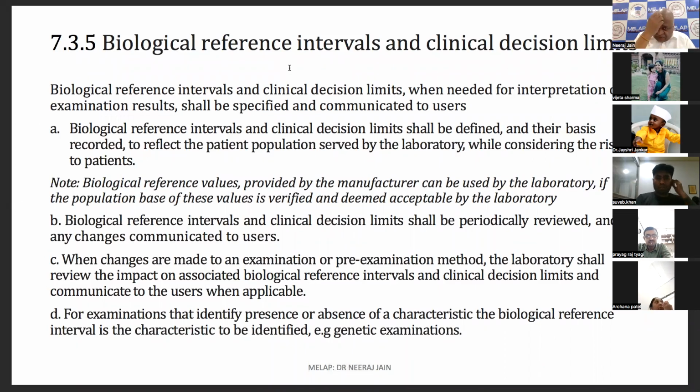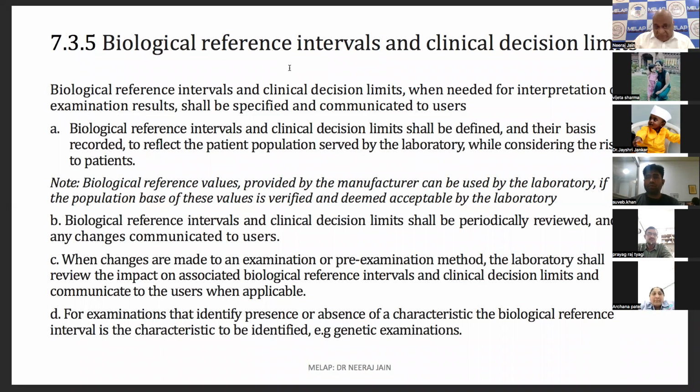You shall have a reference for this biological reference interval. Hardly any lab is developing their own biological reference interval. Whatever biological reference interval you are using, you see whether that is appropriate for your reference population or not. So for that, what you can do: suppose the biological reference interval given in Harrison for plasma glucose is 70 to 110.